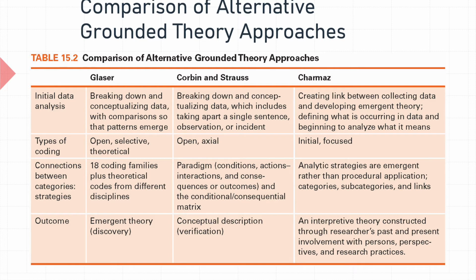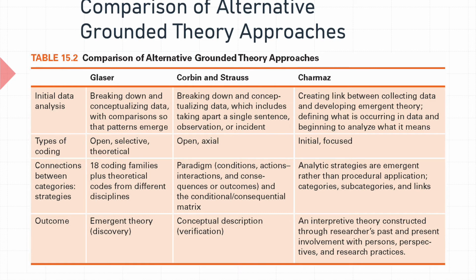One of the things that is important is to look at the comparison of alternative grounded theory approaches. And in your textbook, in Table 15.2, it gives you a comparison of Glaser, Corbin and Strauss, and Charmaz. And the way they did their initial data analysis, their types of coding, the connections between the categories and the strategies, and the outcomes. The important thing for you to recognize here is there isn't one right way. There are multiple ways to do this.